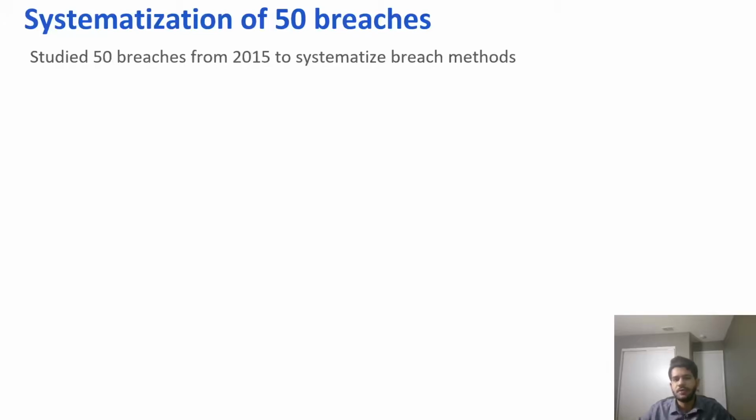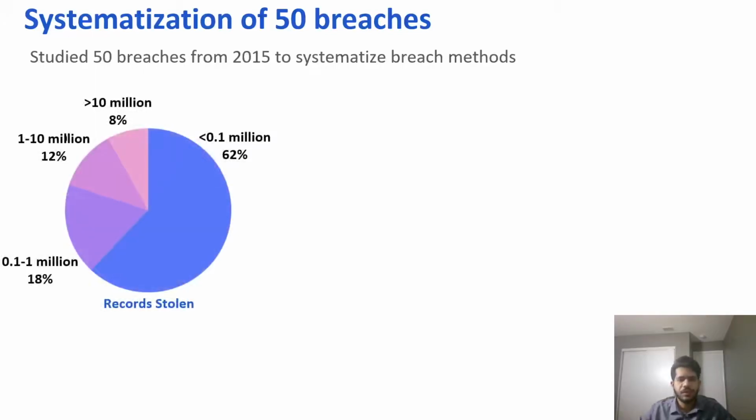For this purpose, we studied 50 data breaches from the year 2015 to systematize the attack methods used by the attackers and also to develop a more general data breach workflow. So this chart here shows the number of records stolen in these 50 data breaches. We can see that for 62% of the cases, the number of records stolen were less than 0.1 million, which means that the attackers mostly targeted small or medium-sized businesses. For just 8% of the cases, the number of records exceeded the 10 million mark.